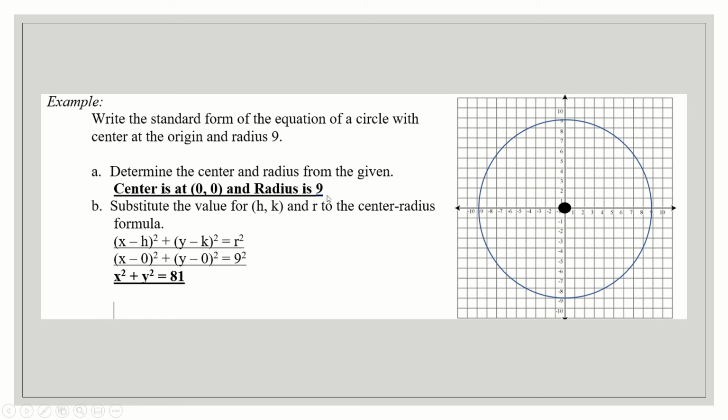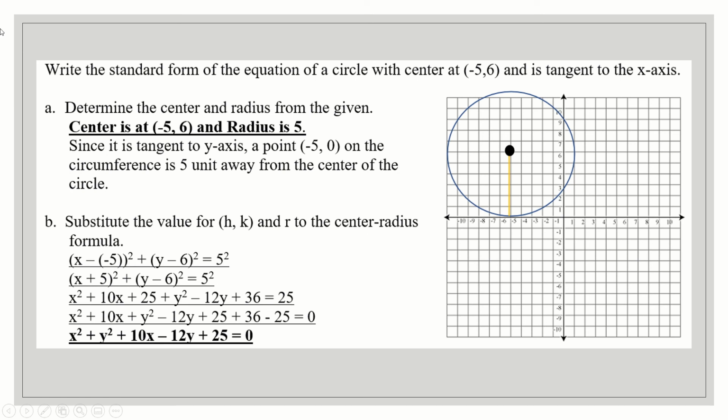Radius is at 9. Now, we're going to substitute the given center and the radius to the center radius formula. Substitute the value for h, k and r to the center radius formula. We have x minus h squared plus y minus k squared is equal to r squared. So, the quantity of x minus 0, because h is equal to 0, squared, plus the quantity of y minus 0 squared is equal to 9 squared. The final answer, or the equation of the given circle is x squared plus y squared is equal to 81. Ganun lamang po siya kadali. Make sure that you have followed the steps correctly.